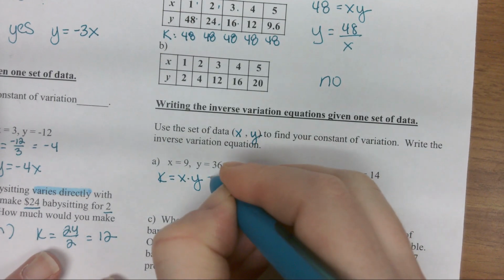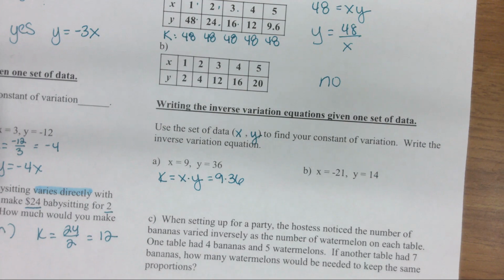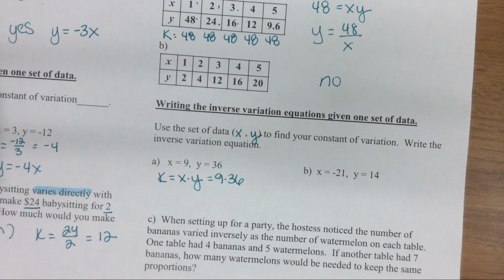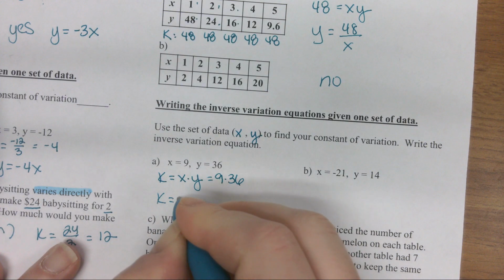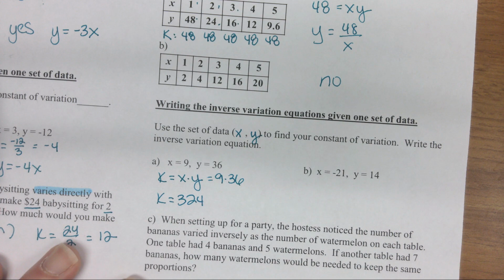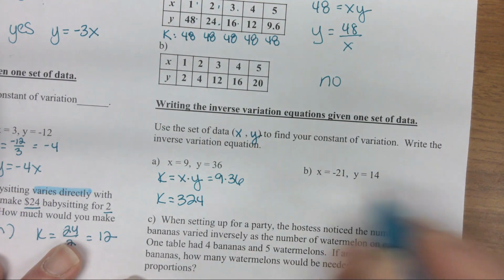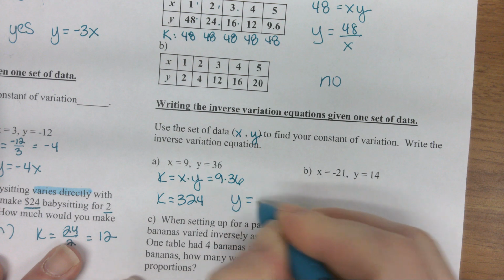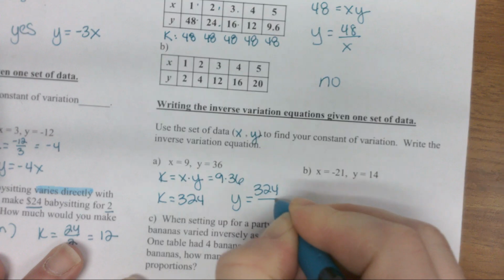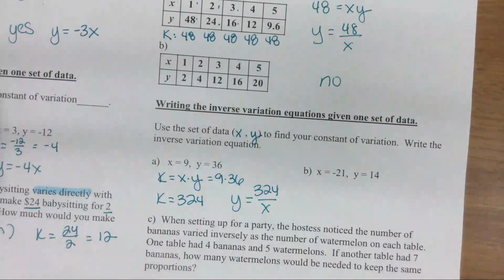Somebody multiply for me 9 times 36. And what do you get? K equals 324. And if you wanted to write that in one of these ways above, your equation would be y equals 324 divided by x. Oh no. Uh-oh. Gotta fix that.